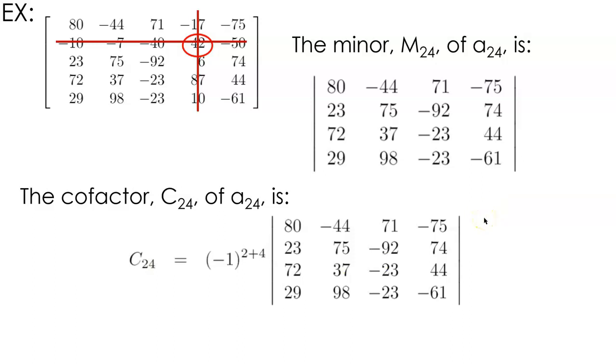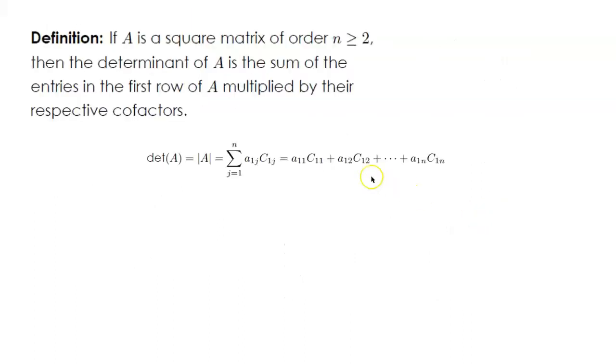Now I can actually define what the determinant of a matrix is. And it's going to be in terms of smaller determinants. So if A is a square matrix of order n greater than or equal to 2, then the determinant of A is the sum of the entries of the first row of A multiplied by their respective cofactors. So see here, I'm going along the first row. I've got A11, A12, A13, all the way across.